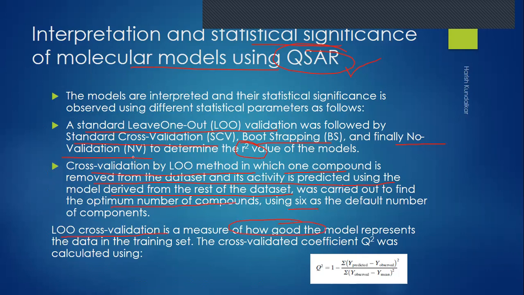And the last way of validation is no validation, wherein the actual prediction of the R square value and Q square value is done. The Q square value is nothing but the cross-validated coefficient, Q square. And these calculations we can do manually as well as computationally.